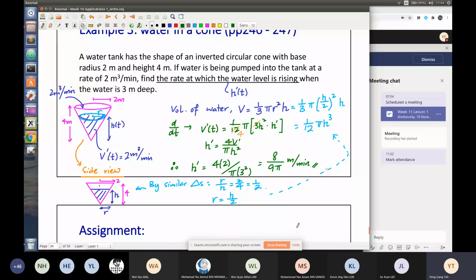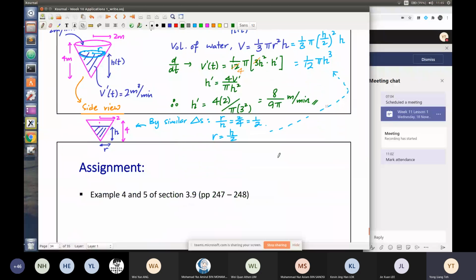Let's say you didn't realize that, or you didn't convert this r into h and make this V a function of h. So you let this be r. Can you still get the same answer? The answer is you can. So let me do a quick alternate method here. Let me use orange.